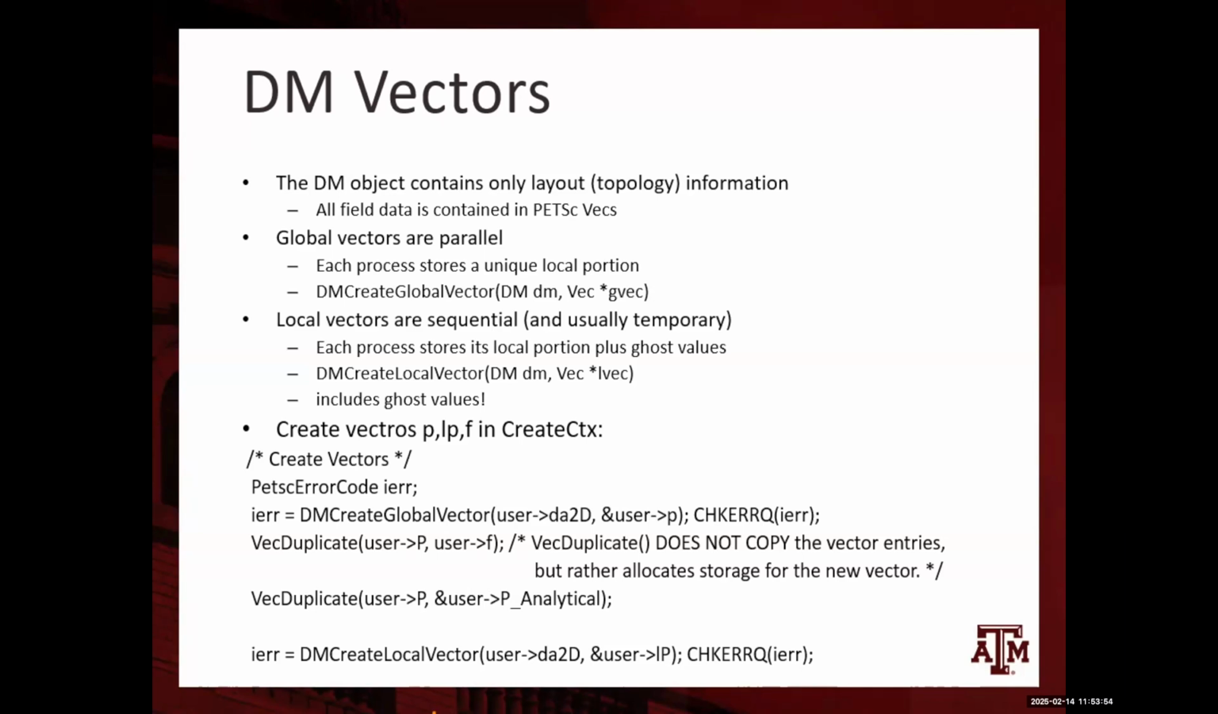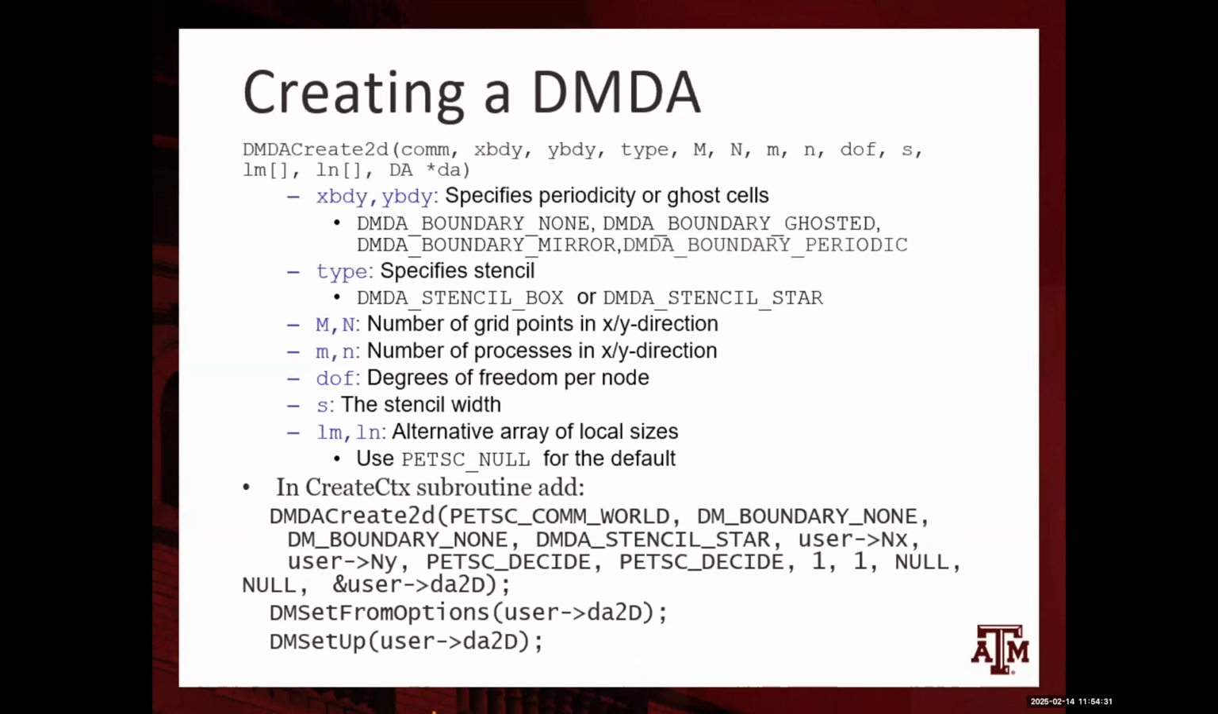And then let's also do P analytical. And then let's also do a local vector based on our data array that we have. So again, copy and paste this in your subroutine below the DM. In the same subroutine. So right after your DMSetUp, copy and paste this right after your DMSetUp.